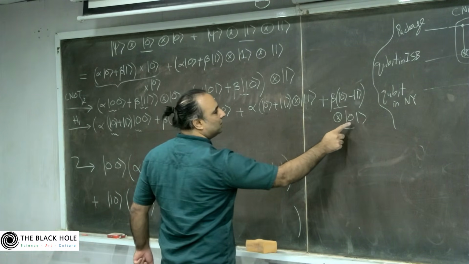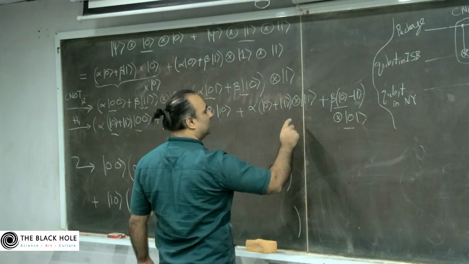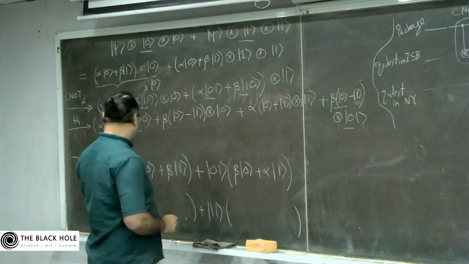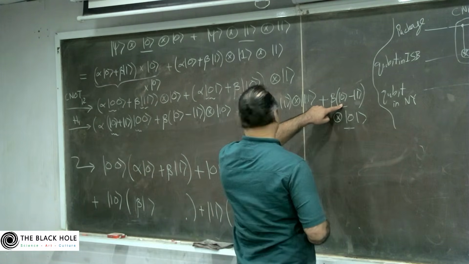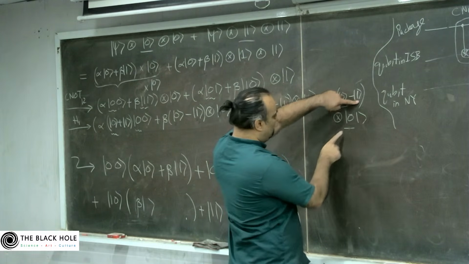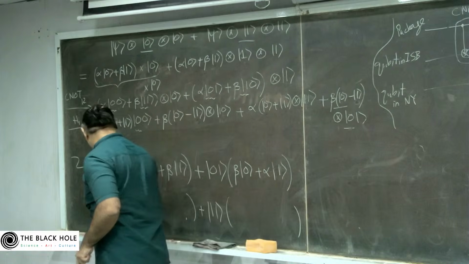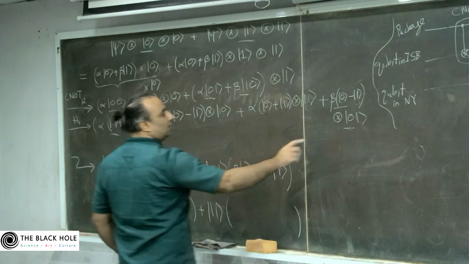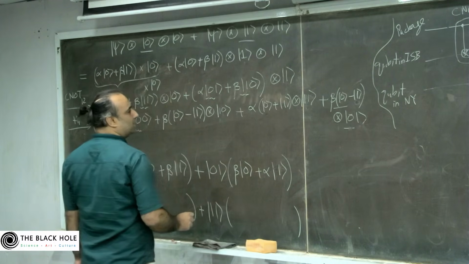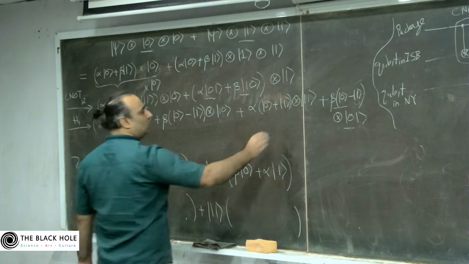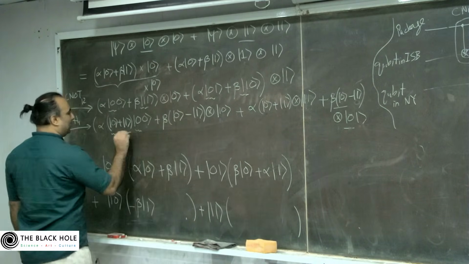This is 0. Which one? First one is 1. I'm talking about 1. So that's 1 and that's 0. Okay, but with minus sign. So it's minus beta, and the rest is 1. So minus beta 1, and what else can we get? 1 0. First term, yes, 1 0.